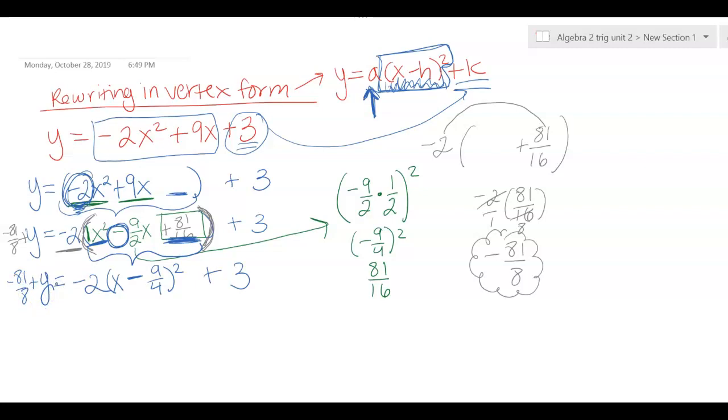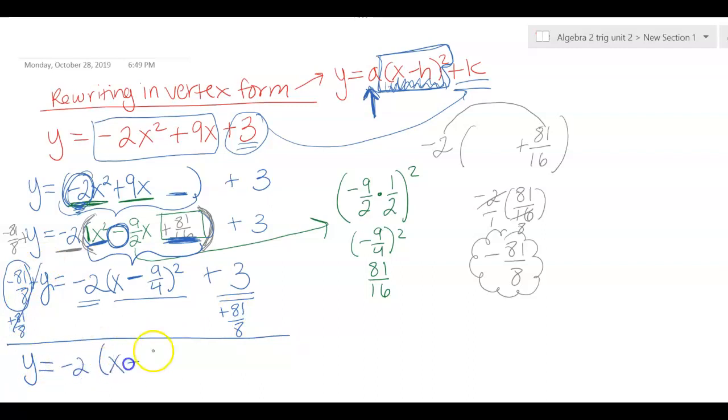And this is really close to being vertex form. We have our perfect square. We have an a value up here and what appears to be a k value. The only issue we have is that we still have this 81 over 8 on the other side. So I'm going to cancel that out, which basically will bring it to the right side with all the other terms of the equation. And so this will leave me with y equals -2 times my perfect square.